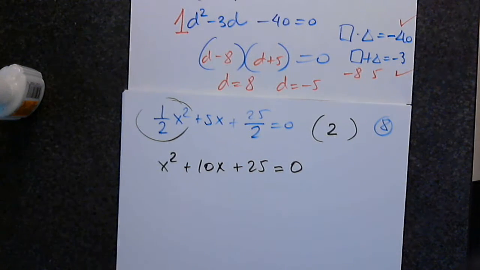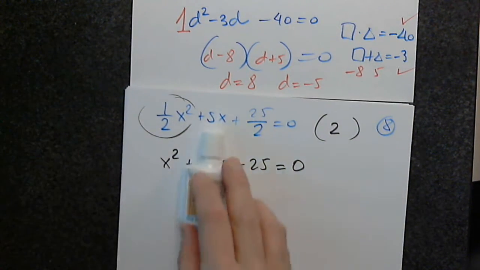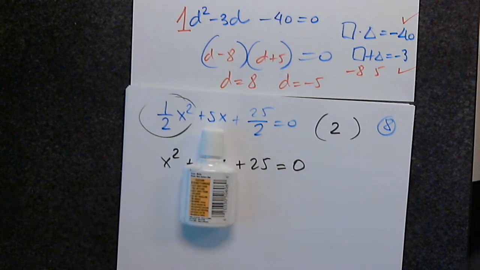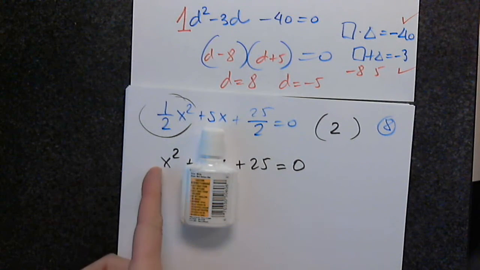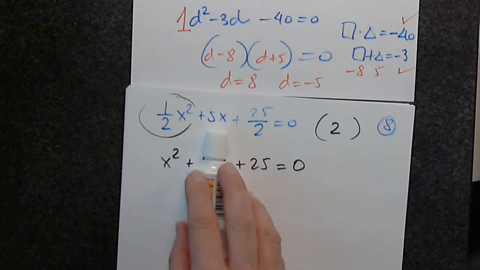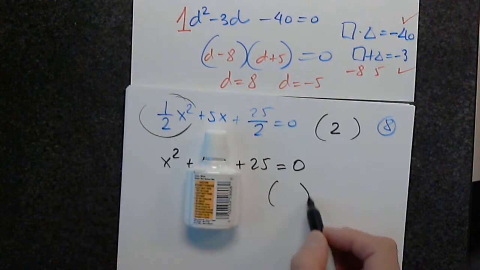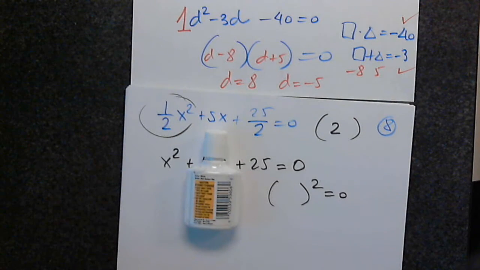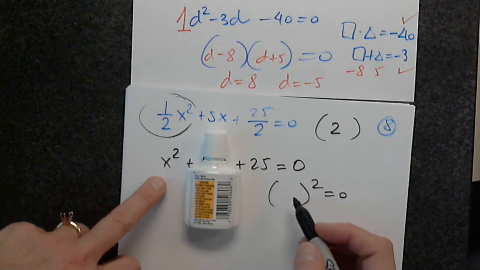It's in descending order, no greatest common factor, no negative leading coefficient. I hope for a special product. Is this a special product? Yeah, because this is x squared and this is 25. And this is positive. What do you expect? Binomial square. Which is? X plus 5.